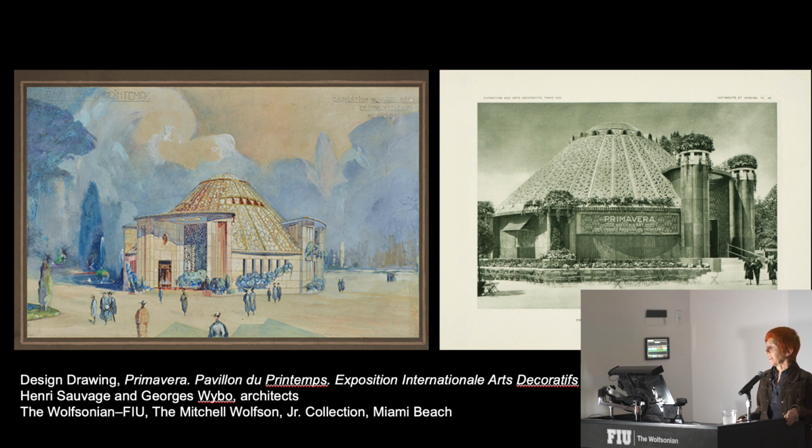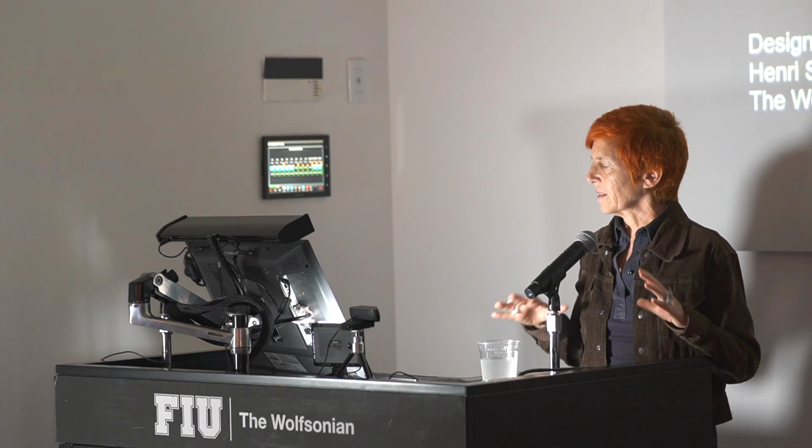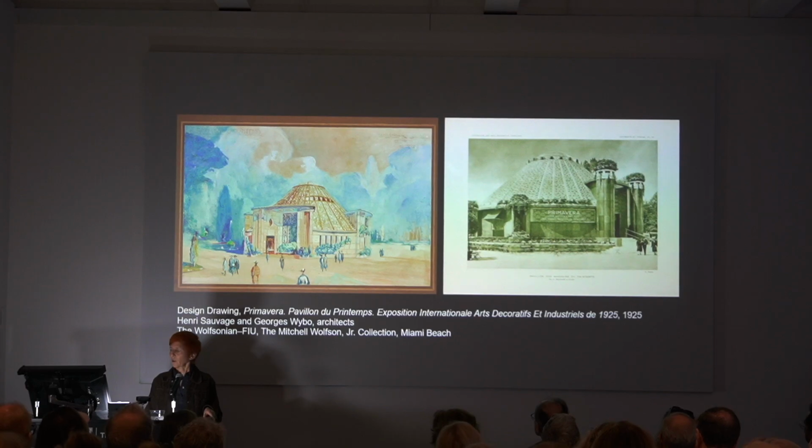For example, Primavera, which means spring in Italian, was the workshop of the Printemps department store, and this was their pavilion. I find it particularly interesting, especially the use of this dome, which was in reinforced concrete, but then with the decorative motif of these small glass circles that look almost like pebbles from the beach, made in glass by Lalique.